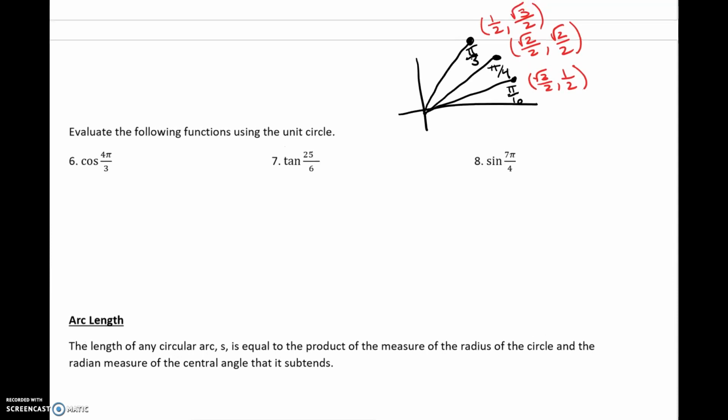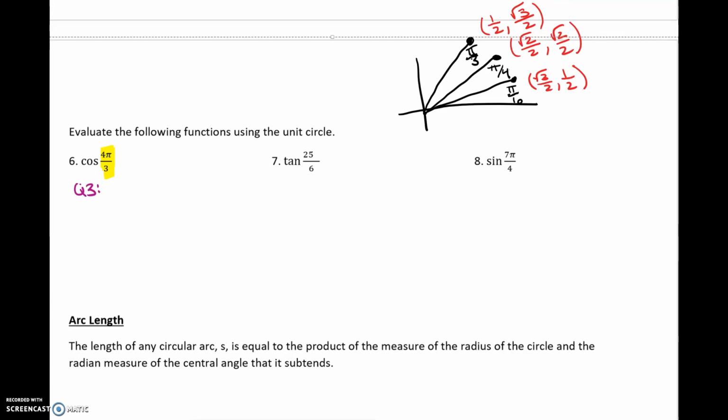So let's first look at number 6. So just like we did if we were given a degree measure, the first thing we're going to do is determine what quadrant we are working in. So if I take a look at 4 pi over 3, 4 pi over 3 is going to be a little bit more than 1. So that means we're going to be in the third quadrant. So guys, notice you only have 3 choices for your angles. So what would make sense to be your reference angle? If my original angle was 4 pi over 3, it would make sense that my reference angle is going to be just pi over 3.